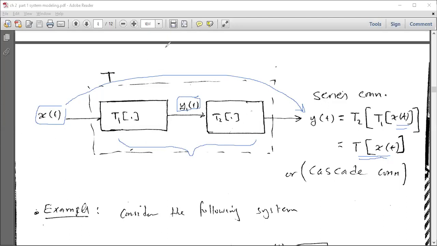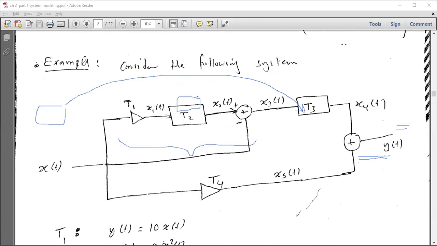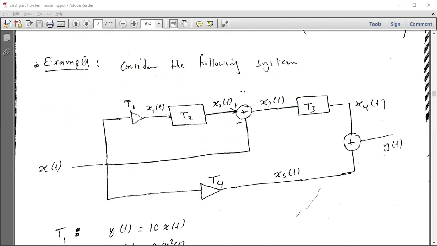Okay, let's take an example. Consider the following system. This system is a bit complicated. Imagine you want to study the interrelation between the input and the last output. It would be a little bit complicated. So we try to decompose the system into easier operations: sum, multiplication, scaling, and sum, scaling. Here is a summing junction. So we try to simplify the system as much as we can, so we can figure out how things are going inside.